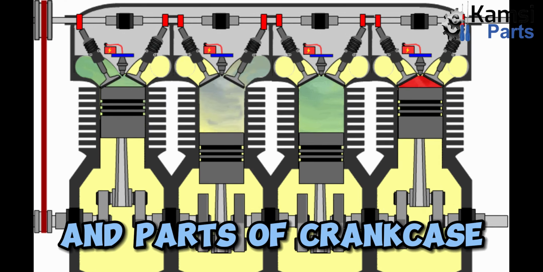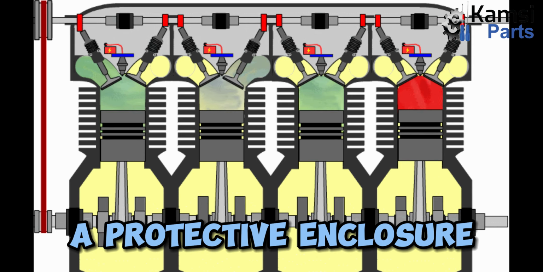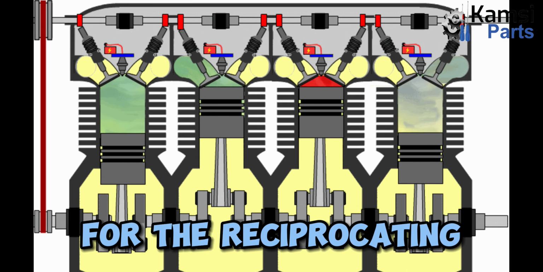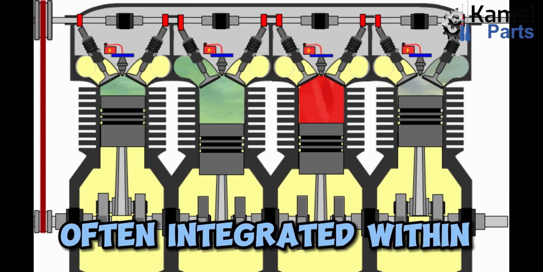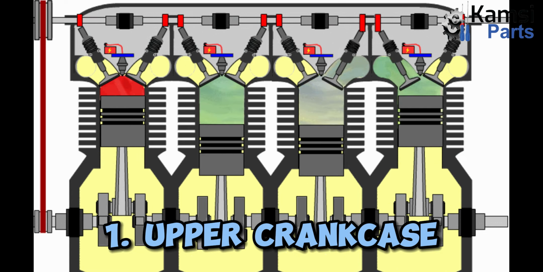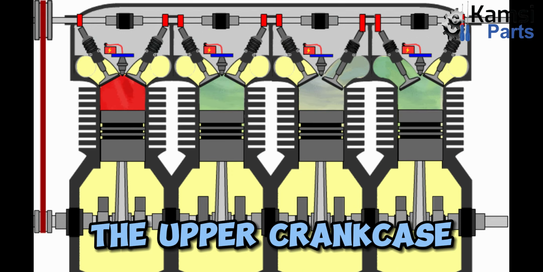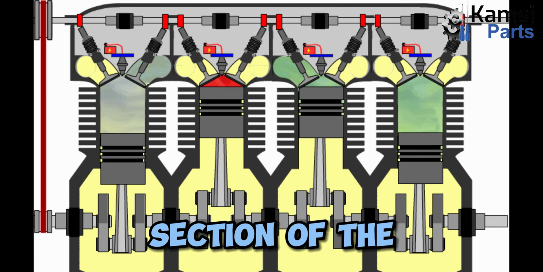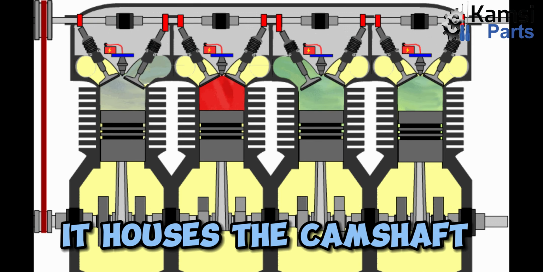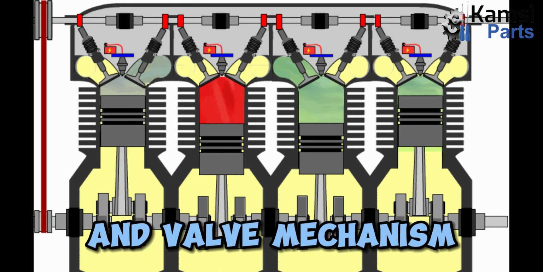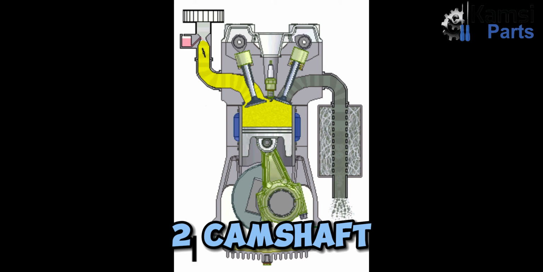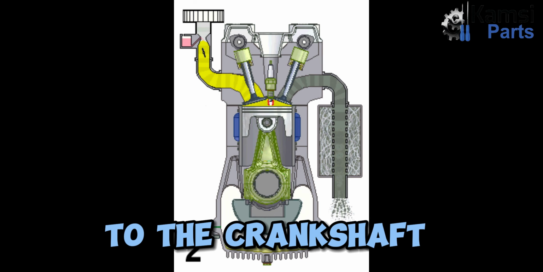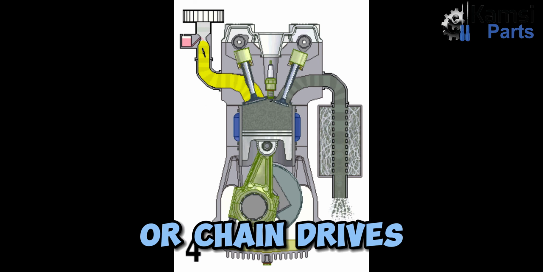Construction and parts of crankcase. A crankcase serves as a protective enclosure for the reciprocating engine's crankshaft and related components, often integrated within the engine block. 1. Upper crankcase. The upper crankcase constitutes the upper section of the crankcase assembly. It houses the camshaft and valve mechanism, featuring bores for inlet and exhaust manifolds, where valves and valve seats are positioned. 2. Camshaft. The camshaft connects to the crankshaft through belt or chain drives.